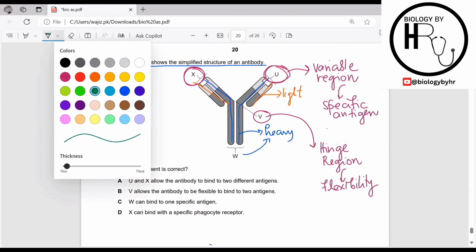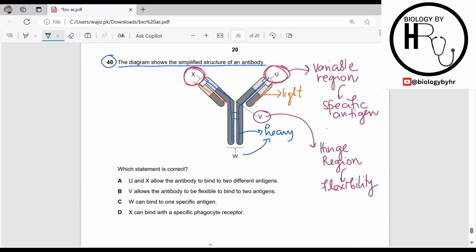Also, if I discuss the disulfide bonds, these are the disulfide bonds which are found between the two heavy polypeptide chains of the antibody. What is the function of these disulfide bonds over here? The function of these disulfide bonds is that they hold the antibody together. They are holding the structure of the antibody together.